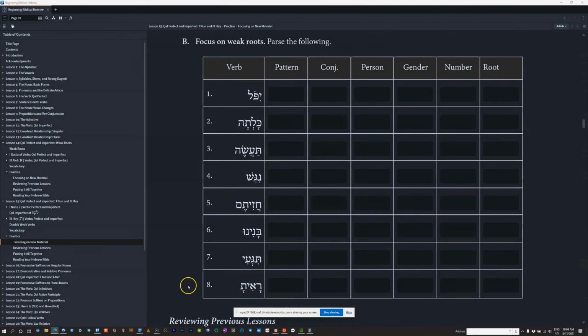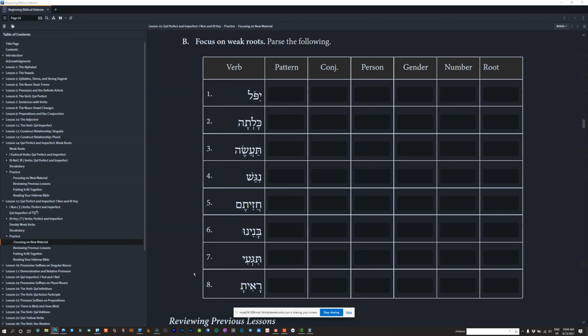Hey everyone, we're going to go through the Futato exercises for lesson 15, looking at first, noon, and III-Heh verbs. Basically, we've seen before that weak verbs can affect the spelling of the vowels. But once we get into the first noon and the III-Heh, we're actually going to start to see that entire consonants are now disappearing and changing in verbs, and it can get a little confusing.